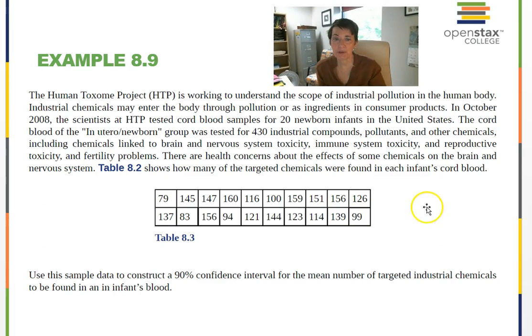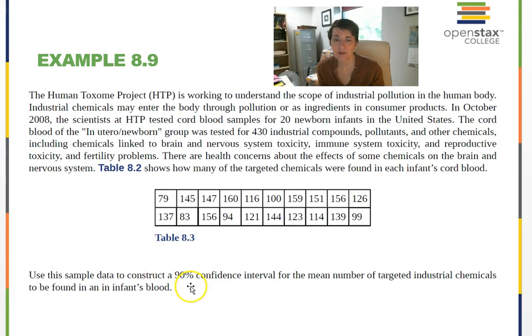Here's the type of problem that we would use this. Here we have a project working to understand the scope of industrial pollution, and we have 20 blood samples from newborn infants. And here's the results of how many chemicals were found in each infant's cord blood. Kind of gross, isn't it? Kind of a lot of chemicals.